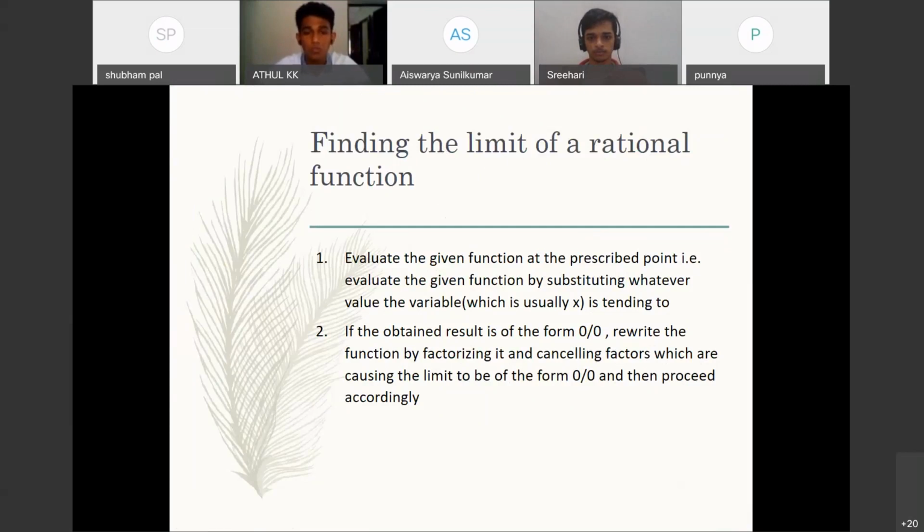we'll substitute 1. Now, if the obtained result is of the form 0 by 0, we must rewrite the function by factorizing it and cancelling the factors which are causing the limit to be of the form 0 by 0. Then we must proceed accordingly.